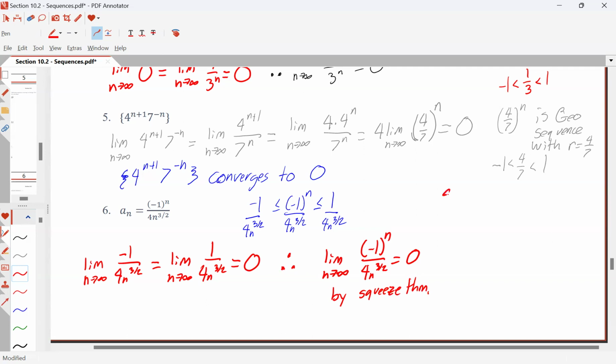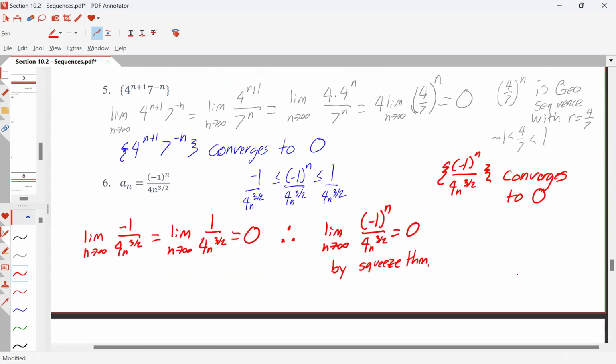Therefore, (-1)^n over 4n^(3/2) converges to 0. Few more examples.